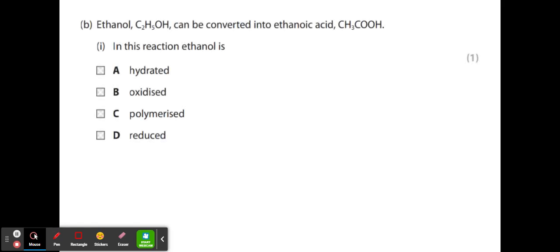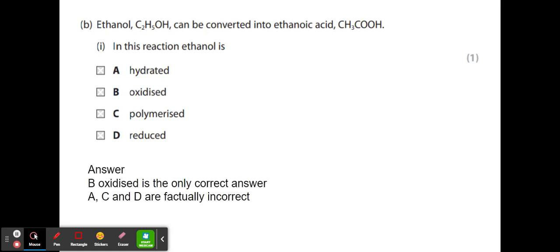For the second question, ethanol can be converted into ethanoic acid. In this reaction, ethanol is oxidized. Answer B. B is the only correct answer. A, C and D are factually incorrect.